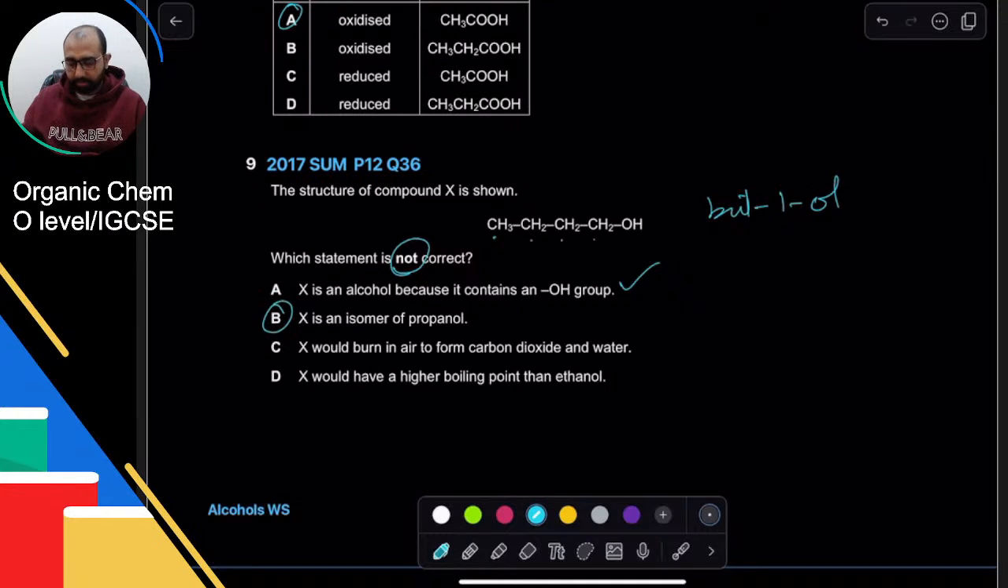X would burn in air to form carbon dioxide and water. Yes, when you have excess oxygen, they do burn as fuel to give carbon dioxide and water. X would have a higher boiling point than ethanol. Yes, because it has more carbons and it is in the same homologous series. It will have a trend in physical properties. So this one is also correct. So B is incorrect.